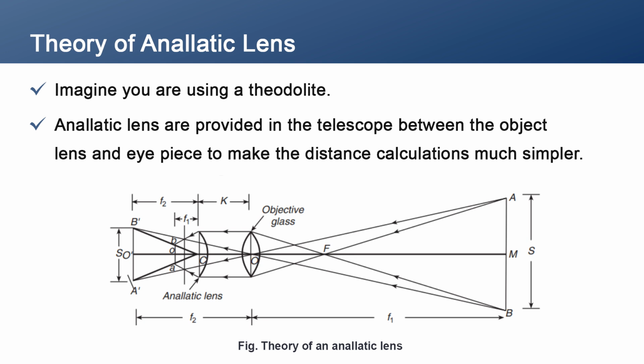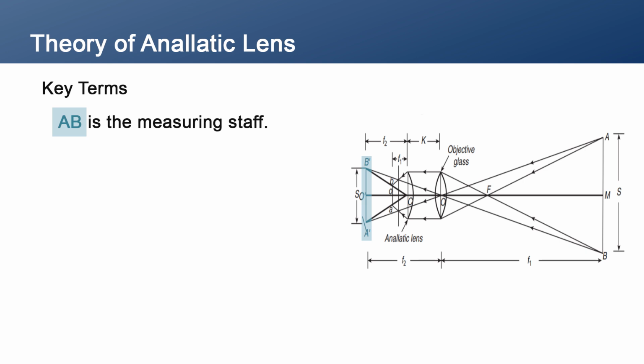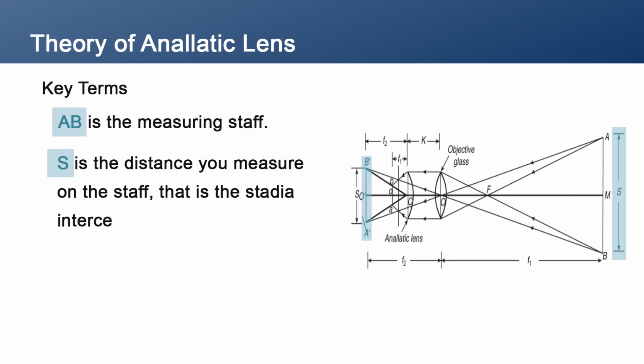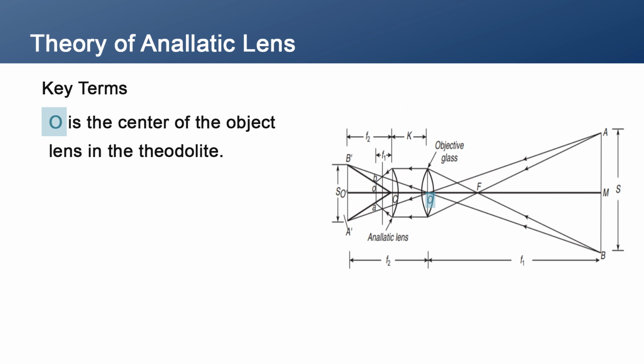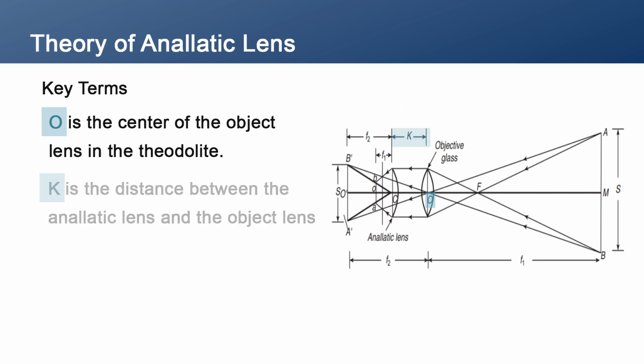The figure shown here gives the theory of the analytic lens. Let us understand the key terms first. AB is where we place the measuring staff. S is the distance you measure on the staff, that is the stadia intercept. A dash B dash is the image of the staff that would form if the analytic lens wasn't there. O is the center of the object lens in the theodolite. K is the distance between the analytic lens and the object lens.